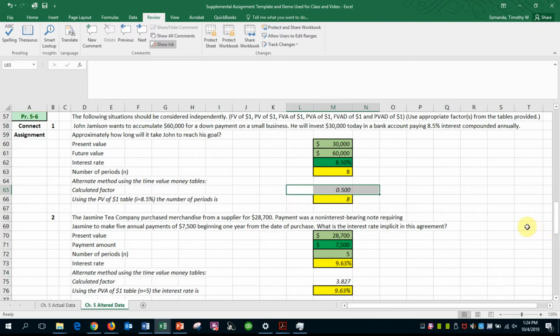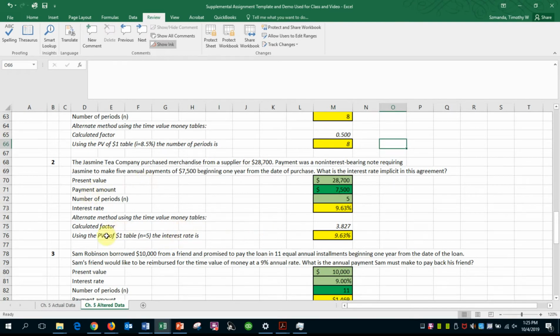So all those factors that populate these time value of money tables are used in this case to determine the number of periods. So go down the column of 8.5%, stop when you get to a 0.500, and then look to the left and see what row you're in. And you'll be in row 8, which is 8 periods. We do the same thing for 2, but in this case we want to find the interest rate.